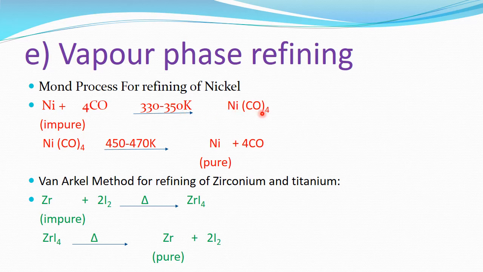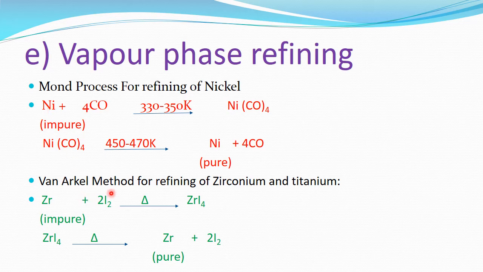Nickel tetracarbonyl is a volatile complex, and this complex on further heating at 450 to 470 Kelvin forms pure nickel plus carbon monoxide, and all the volatile impurities are removed from the nickel, and we will get pure nickel from impure nickel during this process.